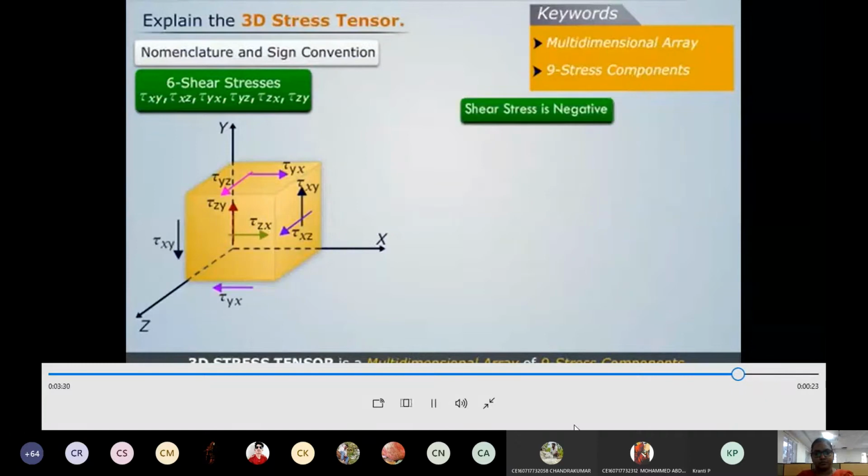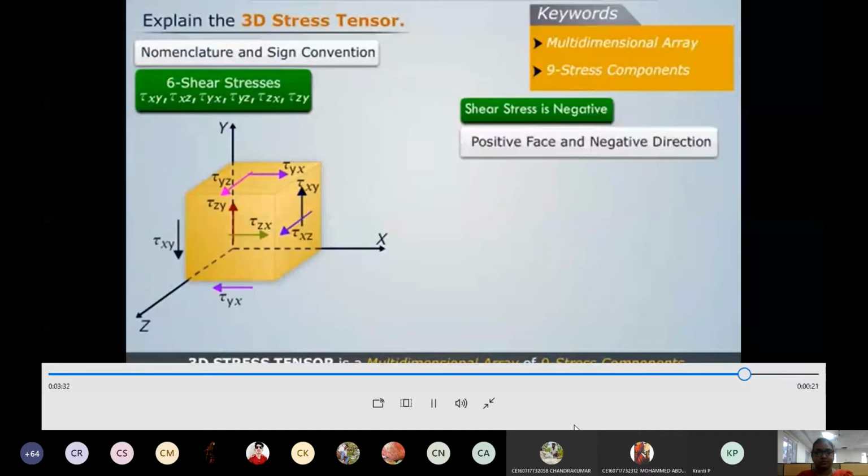A shear stress is negative when it acts on the positive face in the negative direction of an axis. It is also negative when it acts on the negative face in the positive direction of an axis.